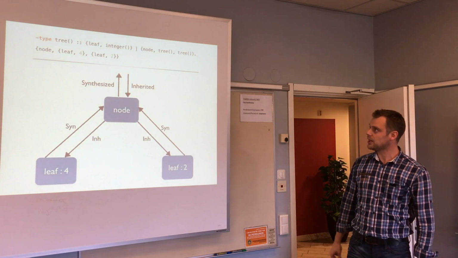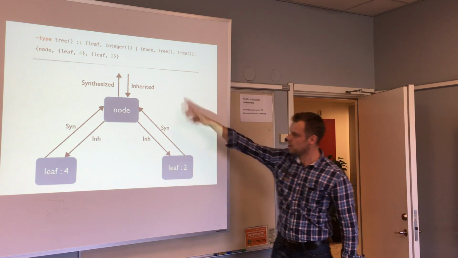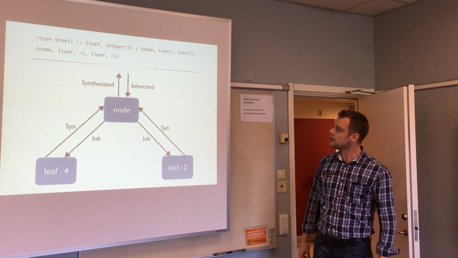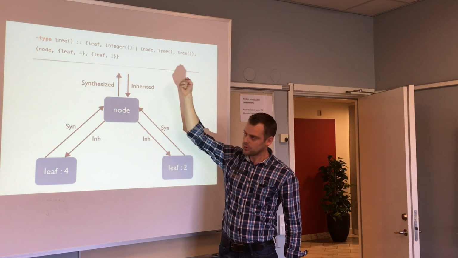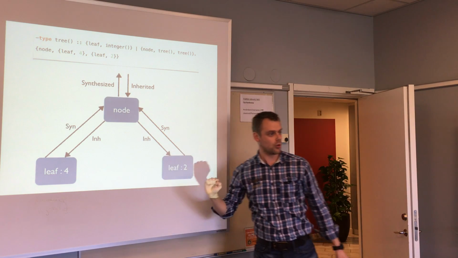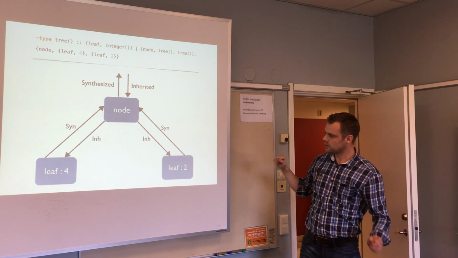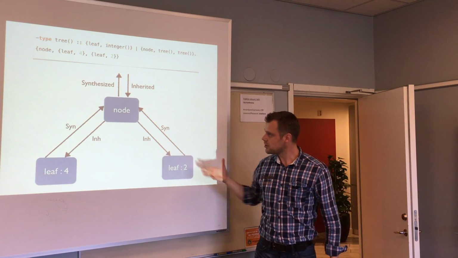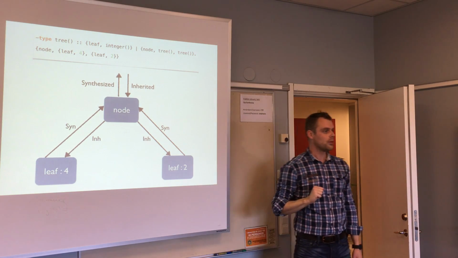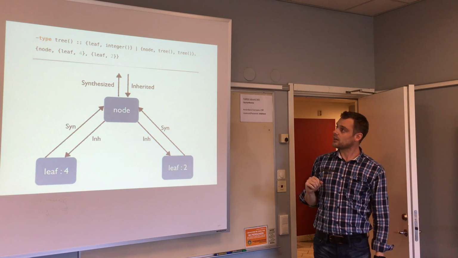So, to show a picture to make it even more clear. Here we have a binary tree, a node with two subtrees, which are leaves. Inherited attributes get pushed down from the top, from the parent node, and get distributed to all the children. Whereas synthesized attributes are collected from the leaves up to the node, combined in a particular way, and then pushed up to the parent. Or if we are at the root, then it's the result of a particular calculation.